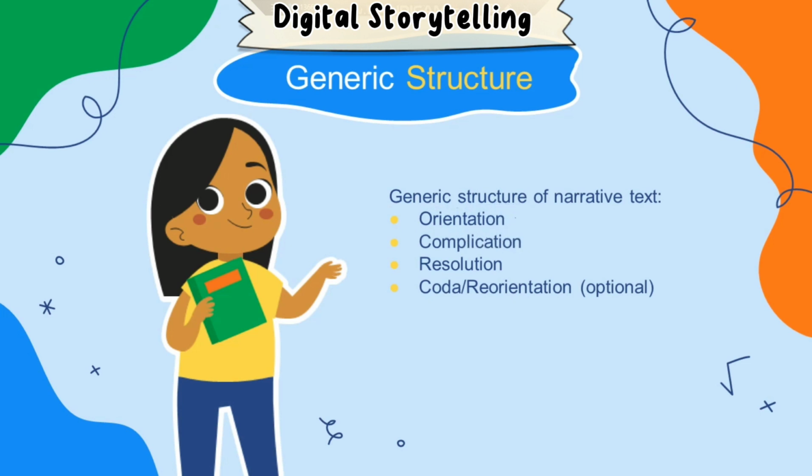Second is complication. This section contains the problems that occur within a story. Third is resolution. The resolution is the part of the narrative where the conflict or problem introduced earlier in the story is resolved or addressed.